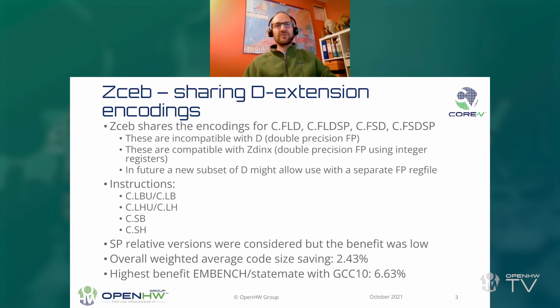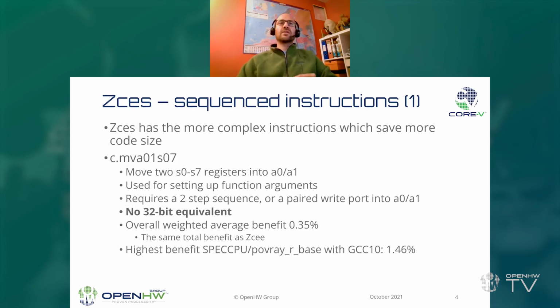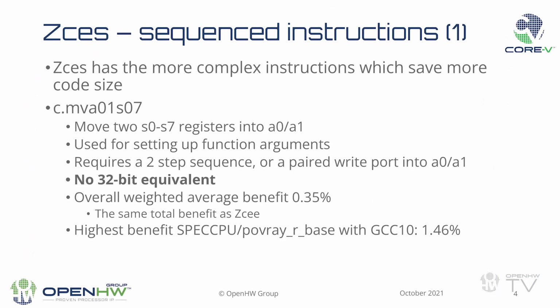We consider stack pointer relative versions. Benefits were low, but better for stores, so maybe in the future. Overall, average saving was 2.43%, and mbent statemate saved 6.6%, which is very good for those 6 instructions. So the more interesting instructions are in Zces, S for sequenced. Here we sort of push the boundary a bit and do more interesting things, which save more code size.